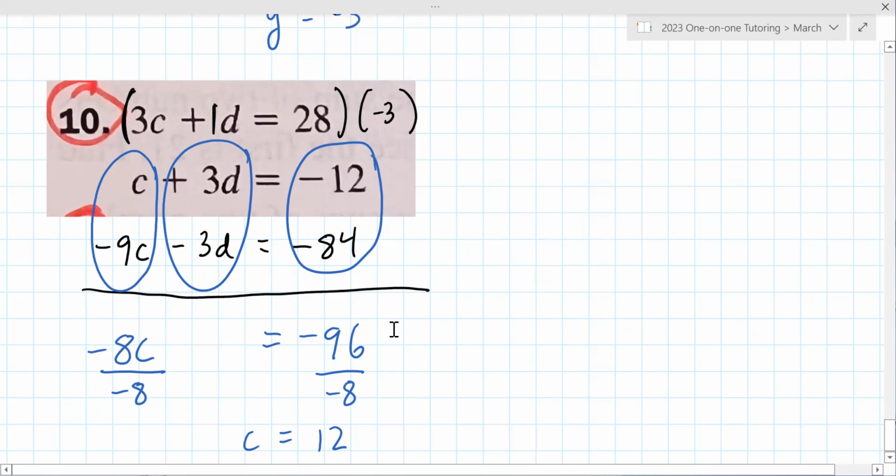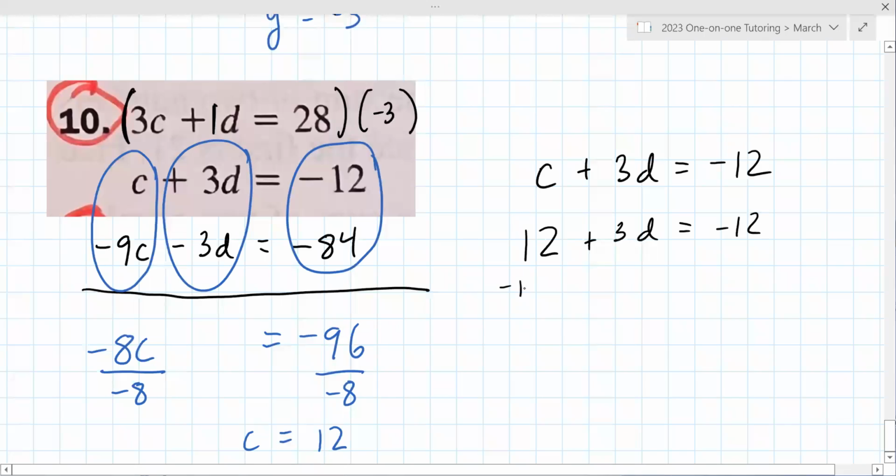I don't blame them. Yeah, so we have to choose which equation we're going to use. We're going to go C plus 3D equals -12, and C is 12, so 12 plus 3 times D equals -12. I'm going to subtract 12 from both sides. 3D equals -24. Divide by 3, divide by 3. So D equals -8.